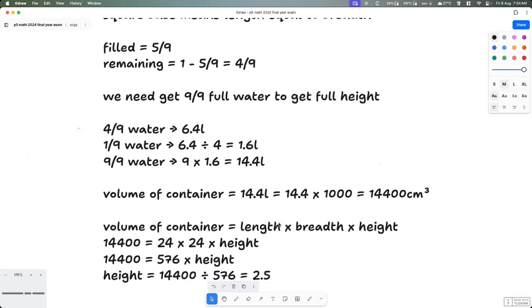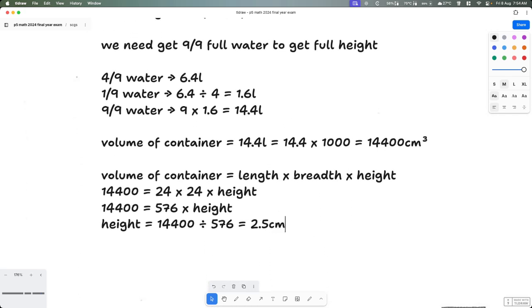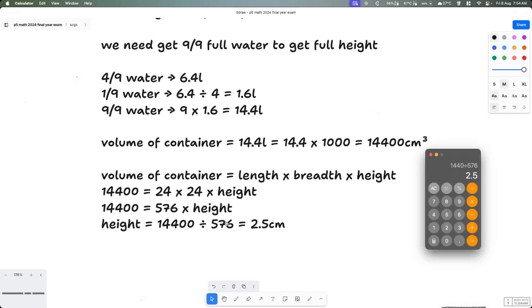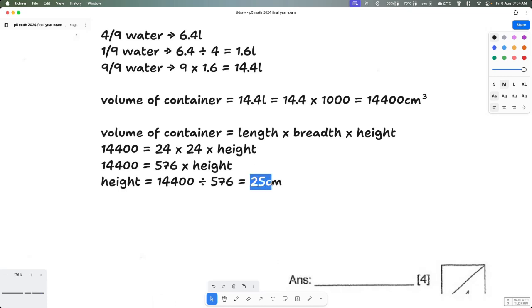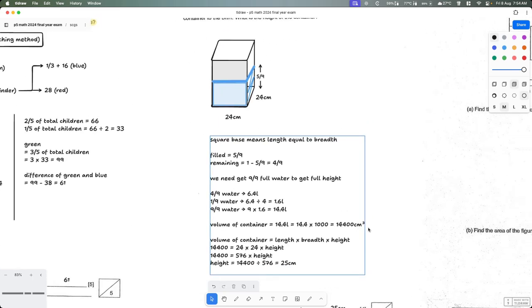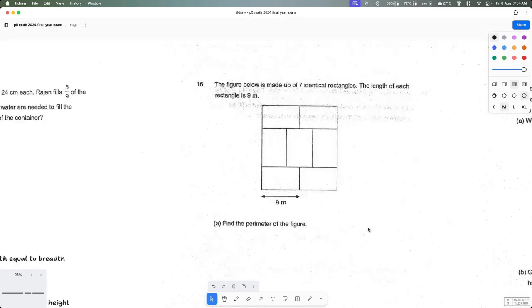What is this? Centimeters over here. So 144 divided by 2. Wait, let me double check. I missed out another zero. Okay, 14400 divided by 576. All right, 25 centimeters. So the height is 25 centimeters. Almost a cube, right? Because the base is 24 centimeters. All right, let's move on to the next question.